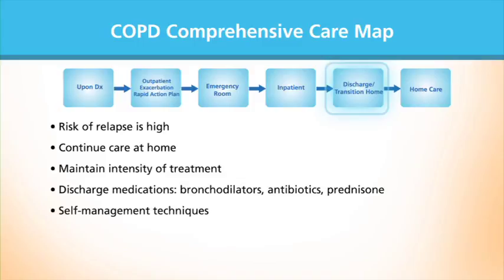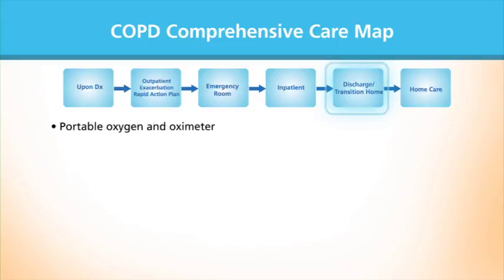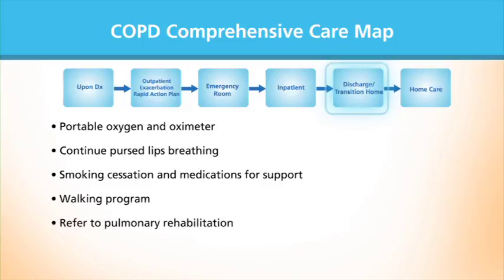The self-management techniques must be in place with airway clearance, oxygen during rest, exercise, and sleep. Should have a portable component as well as an oximeter. We'll continue with pursed lip breathing and smoking cessation, and the medications to support smoking cessation. Walking, refer to pulmonary rehabilitation, monitor for relapse, and quick access to the doctor.